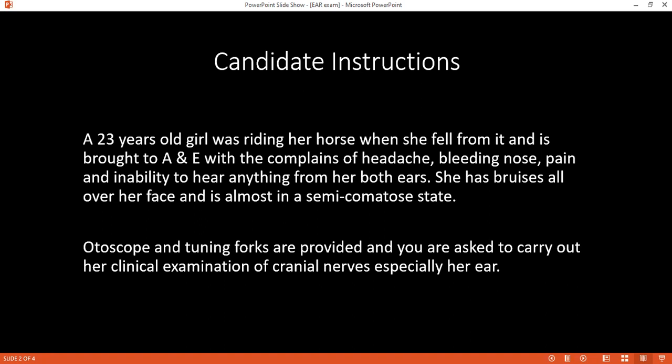Have you checked the pharyngeal nerve? Glossopharyngeal, no, not till now. I checked the glossopharyngeal, facial, and vestibular, and then the glossopharyngeal by asking the patient to open his mouth.